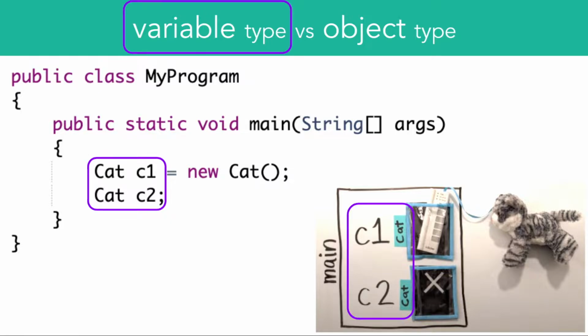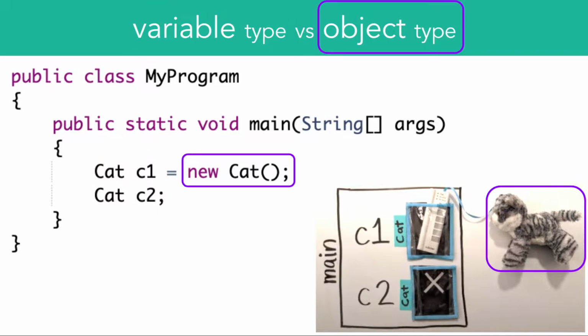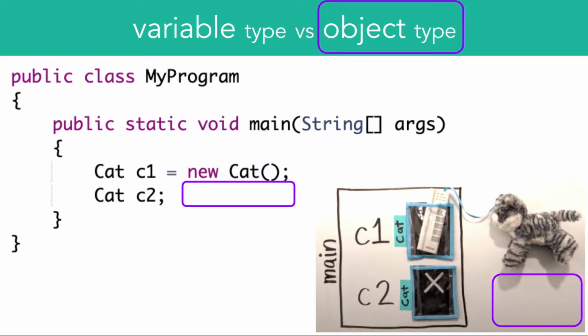Remember we said there is a difference between the variable type and the object type. Variable type in this example are the variables c1 and c2, which are of type Cat. The type of an object was either a Cat object as seen with c1 or null as seen in c2. Hopefully this visualization extended your understanding of variable type versus object type a little more.